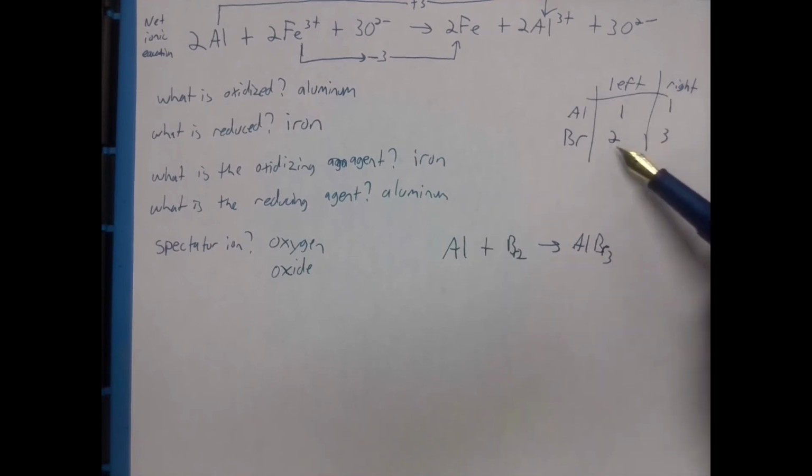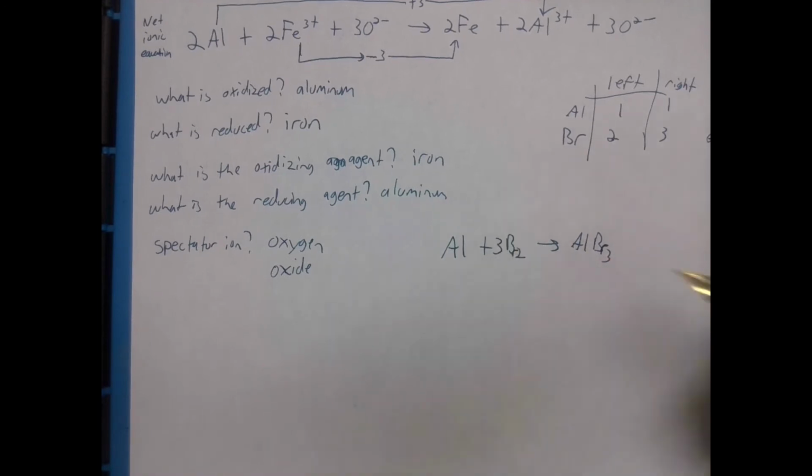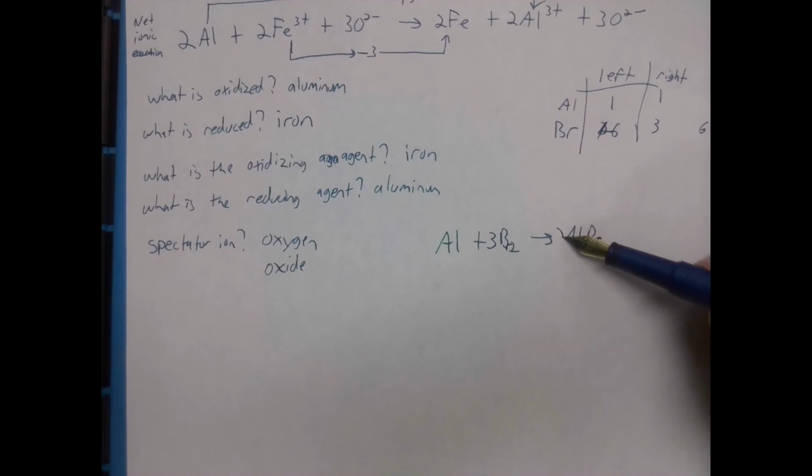So these numbers don't match. So what is the least common multiple of them? If you had to multiply something to them, what number can you get? What do they have in common? 6. What do you need to multiply by 2 to get 6? So I'm going to multiply this by 3. And now we have 6 on the left. And I'm going to multiply this by 2.